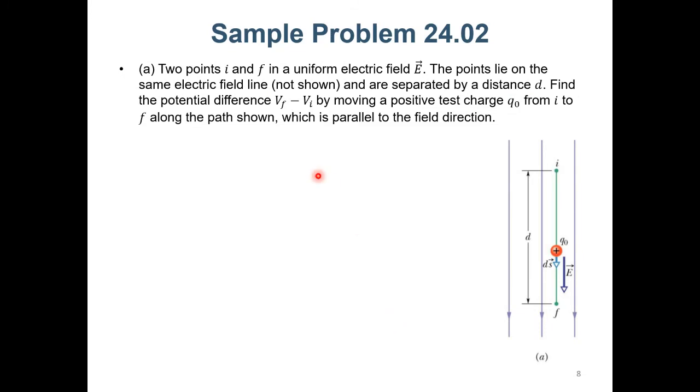Okay, so let's have a simple sample example. Two points I and F in a uniform E field. The points lie on the same electric field line, not shown, and are separated by distance d. Find the potential Vf minus Vi by moving the positive charge Q0 from I to F along the path shown, which is parallel to the field direction. So we can see the E field pointing downwards, the initial point is here, and the final point is here. So it is moving also downward, and it is a positive charge.